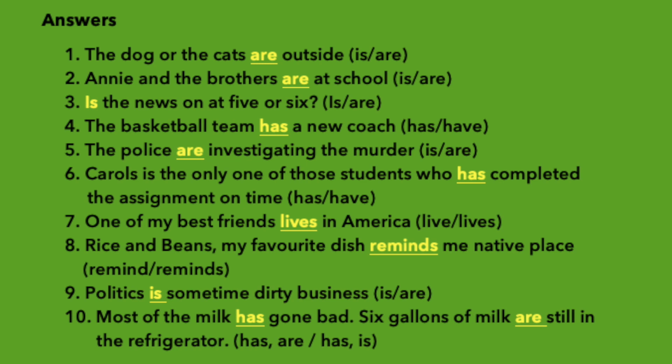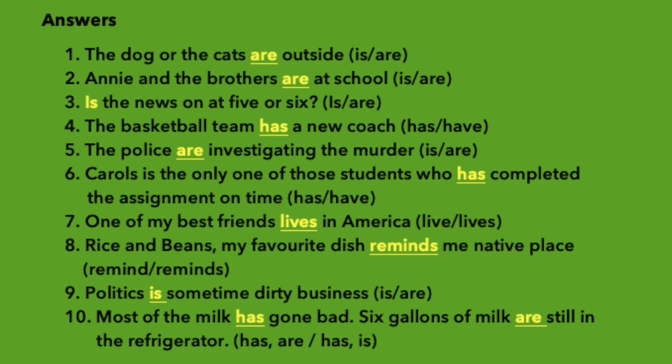Rice and beans, my favorite dish dash me, my native place: reminds me, because rice and beans is one dish. It's a compound subject. So we need a singular verb to agree with it. See the next one, politics dash sometimes a dirty business. Politics is one thing, so we need a singular verb. See the last one, most of the milk has gone bad. Here milk is an uncountable noun, so we have to use "has", singular.